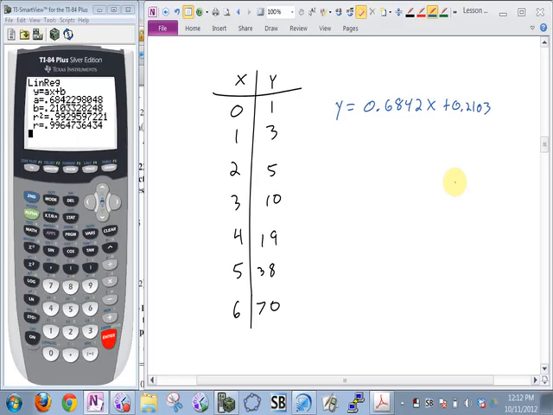Now, when I do linear, I use that. Okay, you get L1 and L3. So linreg L1 comma L3. Why is your number so far off? Did everybody get the same thing I got? Yeah, you just had to put together 1, 3, 5, 10, 19, 38, 70.